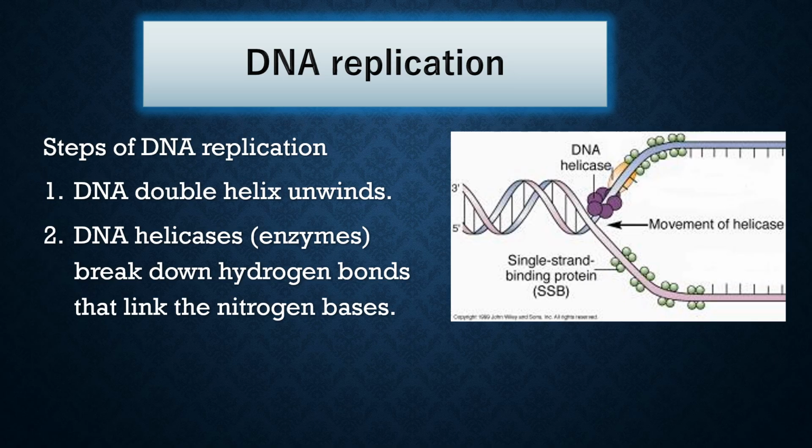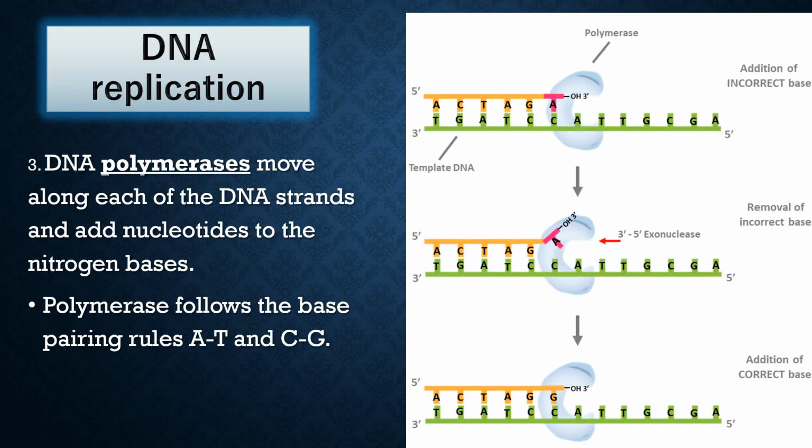So let's go through some of the steps when it comes to DNA replication. The first step of DNA replication is that the DNA double helix will unwind. The DNA helicase will go along and break the hydrogen bonds that link the nitrogen bases. In the third step, DNA polymerases move along each of the DNA strands and add nucleotides to the nitrogen bases. The polymerase follows the base pairing rules: A and T go together and C and G go together.